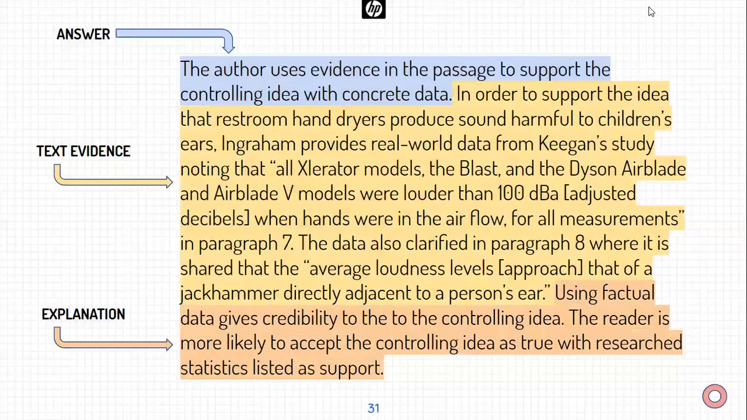And then finally, they circle back. And Jennifer pointed out earlier, it's not just about answering, it's about telling why it's important. And I think that's what this explanation does. Using factual data gives credibility to the controlling idea. And it just ties back to the idea that we believe in facts. If you can show us the hard proof, we'll buy in. And that's kind of what this last statement is trying to illustrate. I think that's pretty powerful.